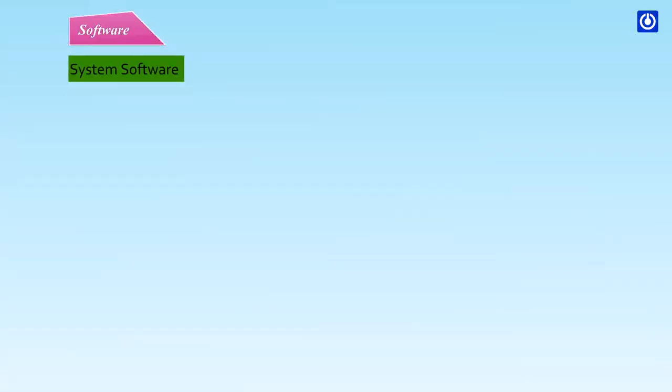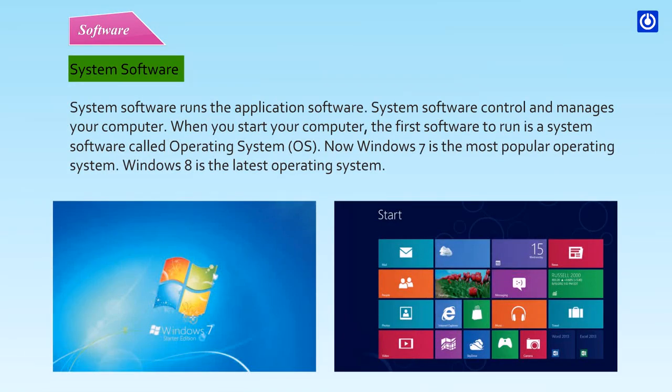System software. System software runs the application software. System software controls and manages your computer. When you start your computer, the first software to run is a system software called Operating System, OS.